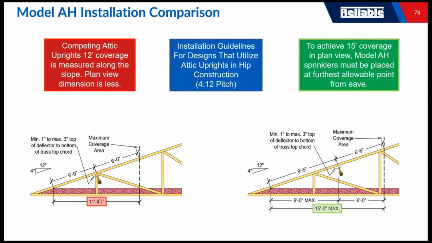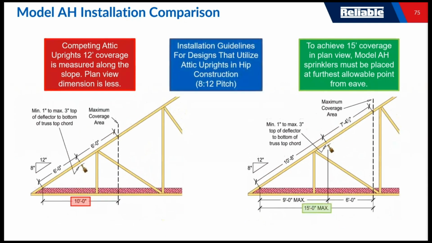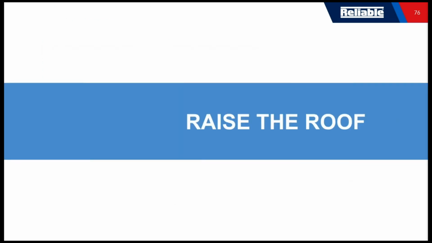product is at its best in the installation with the lowest slope. When that slope increases, things get a little bit more restrictive. You go down to 10 foot, so that turns into 100 square foot per sprinkler on an 8 and 12 slope, and we're 150 with the AH56. So solid performance in the hip using these products for that.